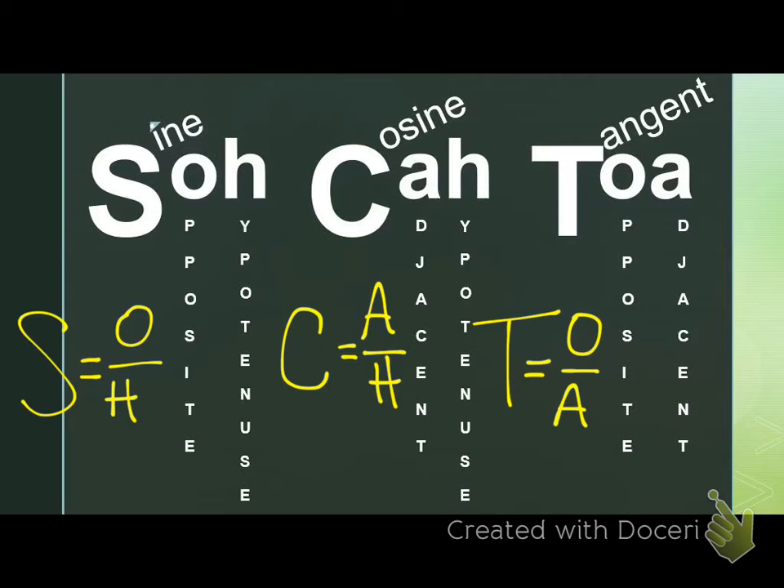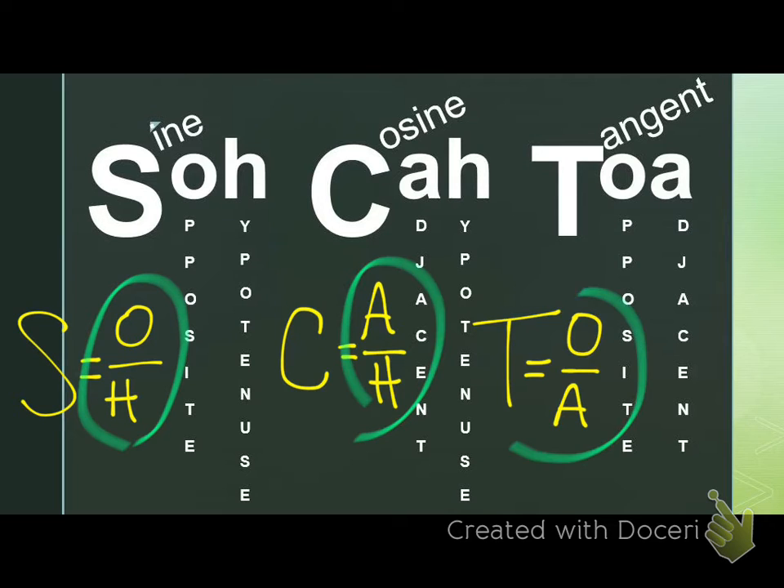Okay, so I want you to look at each of these fractions. Do any of them look identical? No. They're all different in their own way. They're all rotating the letters O, A, and H, right? So you need to remember SOH CAH TOA. This is called sine and cosine. They both have the hypotenuse on the bottom. Sine is soh, and then cah, and then toa.